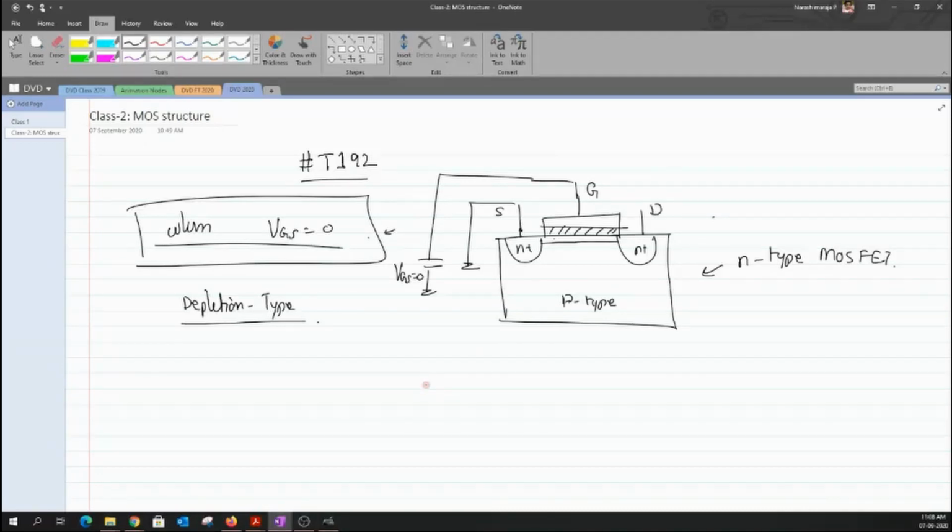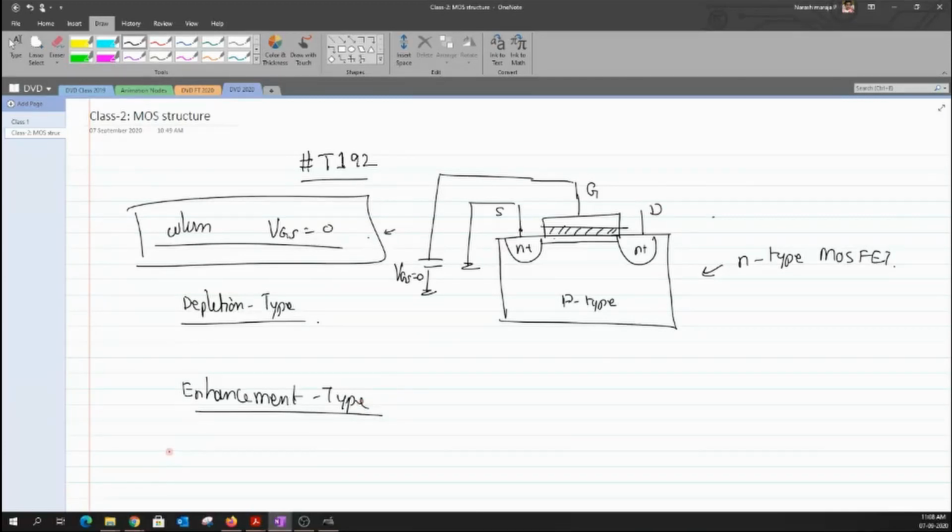And the next thing is we want to talk about the enhancement type. In the case of an enhancement type, by default, we will not have this kind of channel between the source and the drain. So no channel exists unless we have a potential difference between the gate and the source which is greater than the value of VT. We call that type of transistor an enhancement type structure.